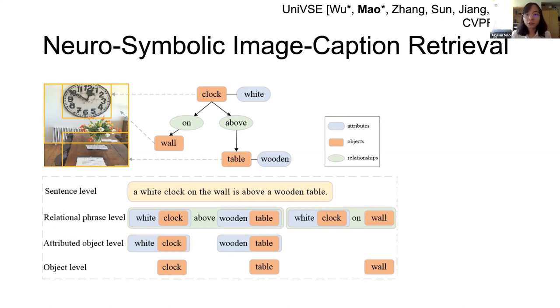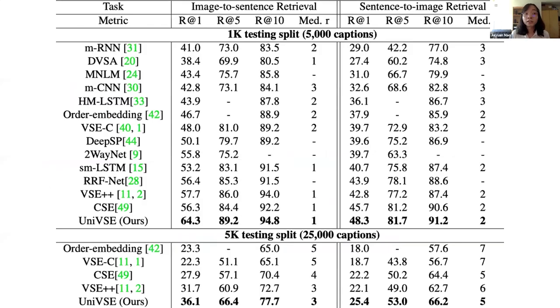Similar to the visual question answering case, we first parse the input sentence into a symbolic structural representation. Here you can interpret it as object level concepts, attribute level concepts and relational concepts, which form some graphical structure. And we want to make a factorized alignment between different components in the sentence and their corresponding regions in the image. Looking at the test results on the standard test bed, the MS COCO image caption retrieval dataset, our model, namely the unified visual semantic embedding, can achieve state-of-the-art performance on the tasks of image-to-sentence retrieval or sentence-to-image retrieval. Those are just standard test metrics for image caption tasks.